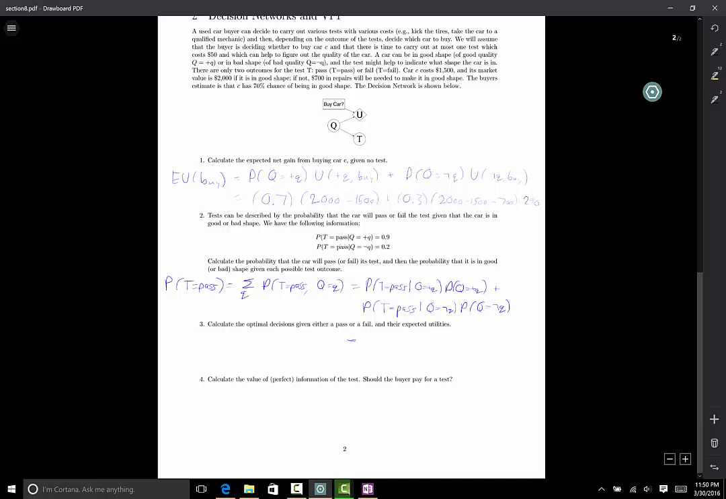So if we fill this in, the probability t equals pass given q equals plus q is 0.9. The probability q equals plus q is 0.7, plus t equals pass given not q, it told us 0.2. And the probability it's in bad shape is 0.3. So this is 0.69. This also tells us the probability t equals fail is 1 minus probability t equals pass, so it's 0.31.